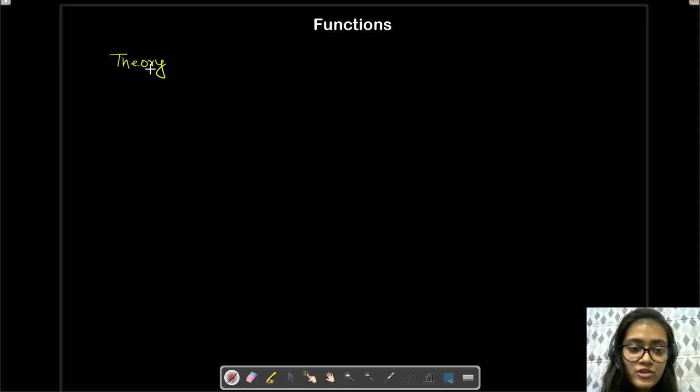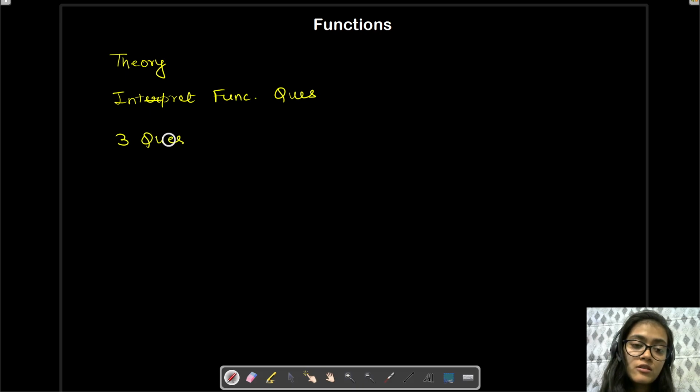What are functions? And then we'll see how you can interpret that a particular question is testing you on the concept of functions. So, interpret a functions question. And then finally we will do 3 questions, so you can expect these 3 types of questions on your SAT math section. So first let's do the theory.